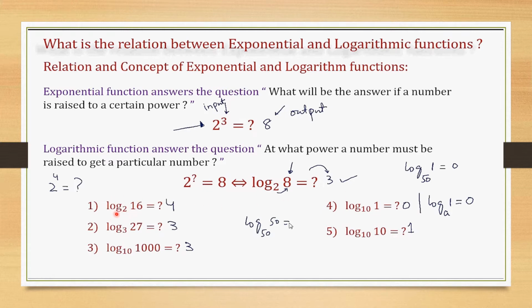From here, log to the base 2 of 16 will be 4, because 2 raised to power 4 is equal to 16. Similarly, log to the base 3 of 27 is equal to 3, because 3 raised to power 3 is 27. Similarly, log 10 of 1000 is equal to 3. Log 10 of 1 is 0, because 10 raised to power 0 is 1. And log 10 of 10 is 1, because 10 raised to power 1 is equal to 10.